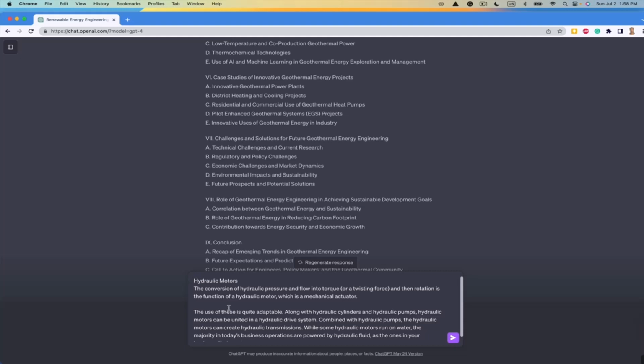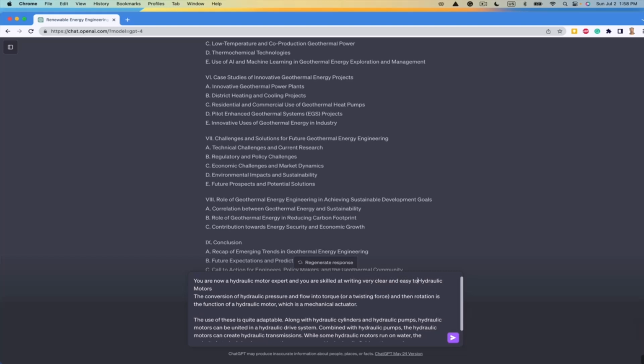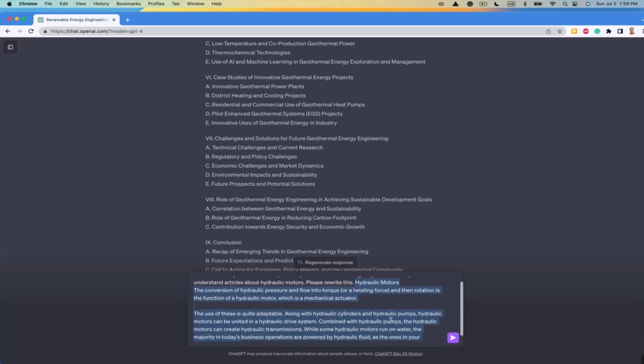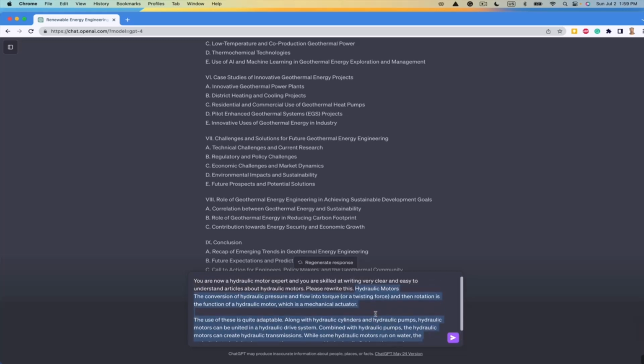And the prompt I would use to do that is I would tell it, you are now a hydraulic motor expert, and you are skilled at writing very clear and easy to understand articles about hydraulic motors. Please rewrite this. And then I would paste the part I want to have rewritten, which again, you can pause the video and do this yourself, or you can just watch me do it here.